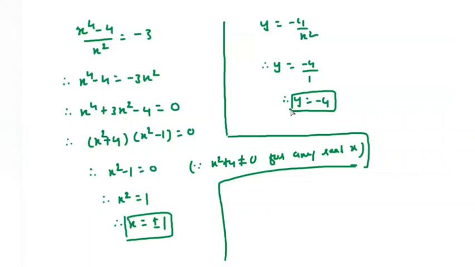And therefore we have obtained the values of x and y. So we got the two values of x, okay, which are 1 and -1, and the value of y is -4. Clear? So I hope you have understood the topic very well.